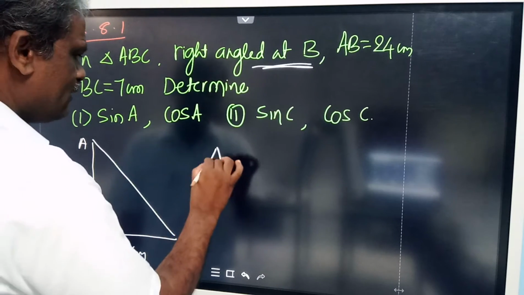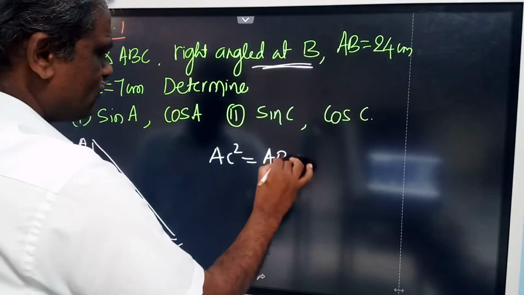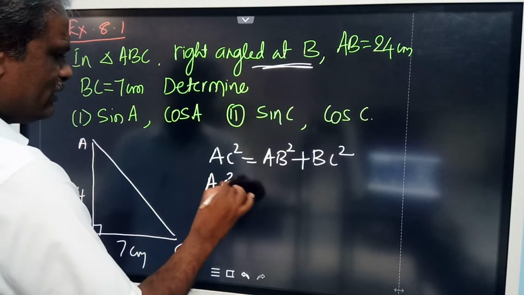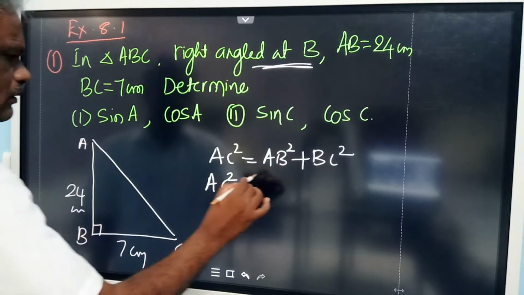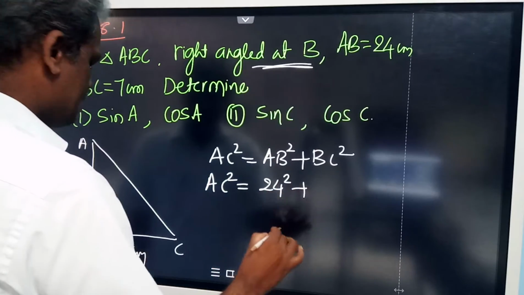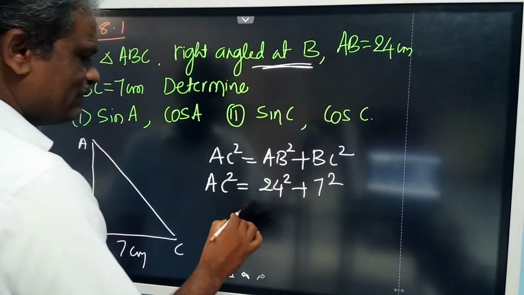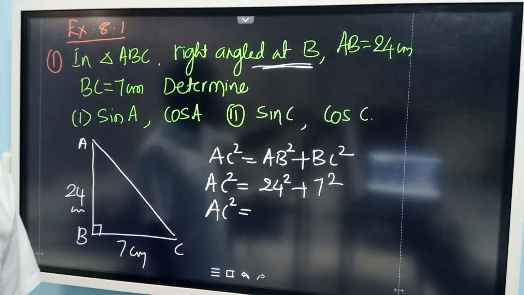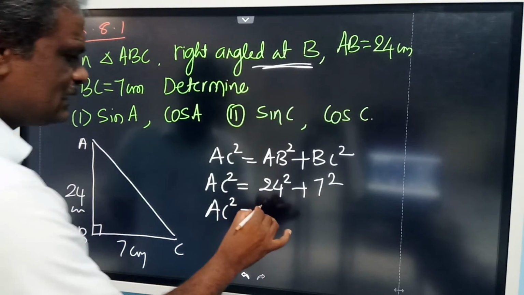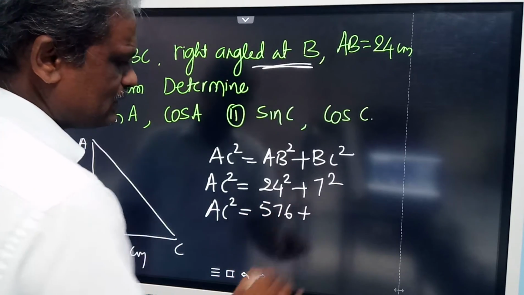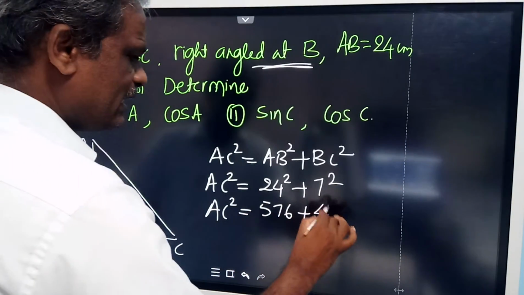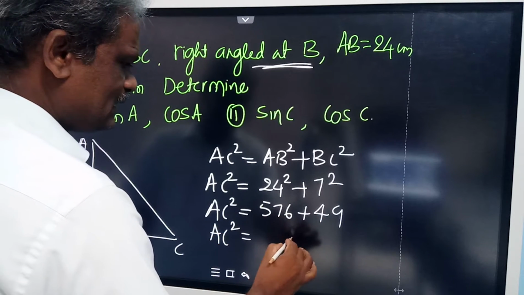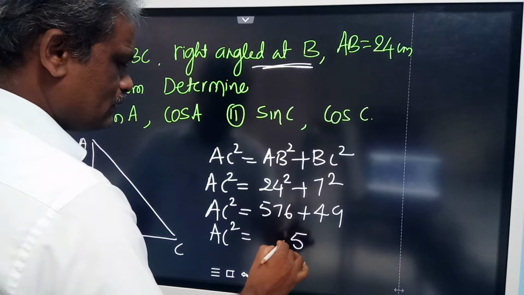AC square is equal to AB square plus BC square. Substitute here: AC square is equal to 24 square plus 7 square. So you have to simplify this one. AC square is equal to 24 square, it is 576, and 7 square is 49. So AC square is equal to the sum of these.